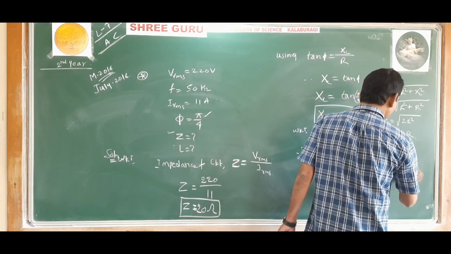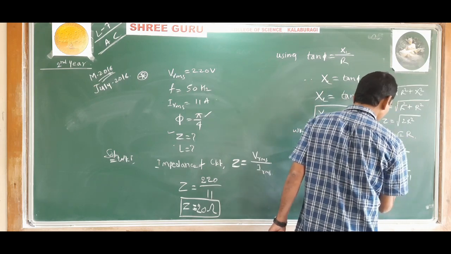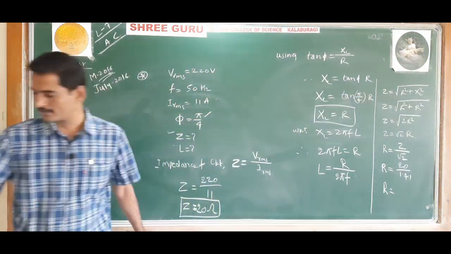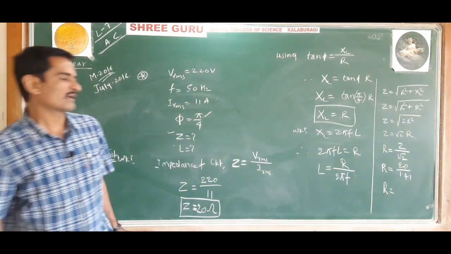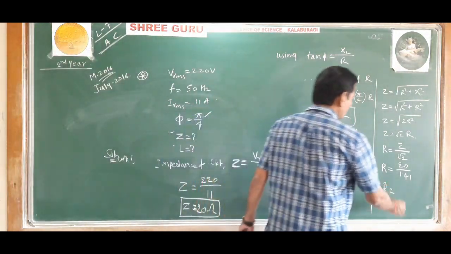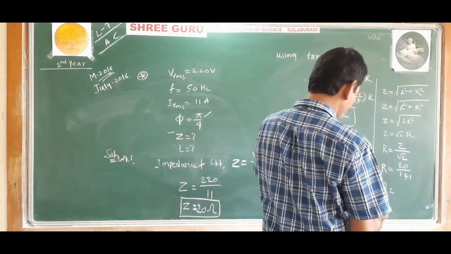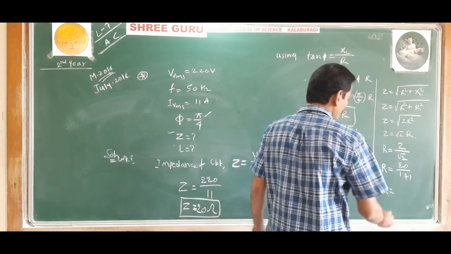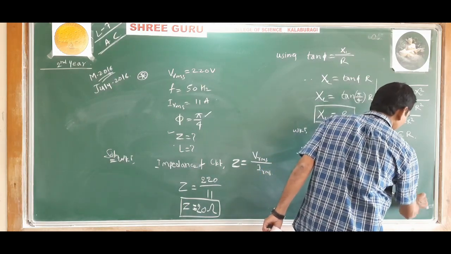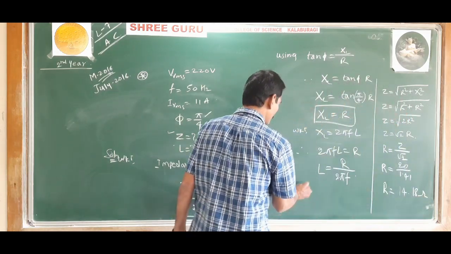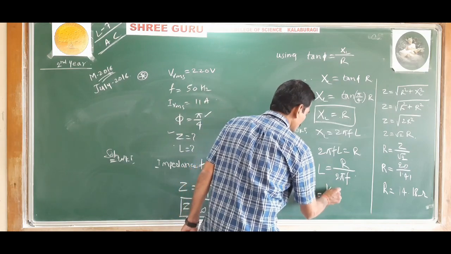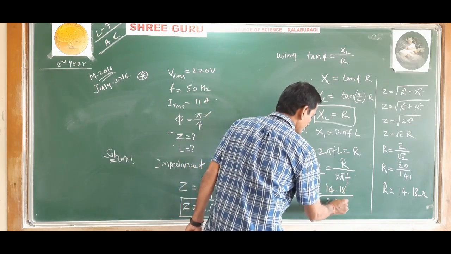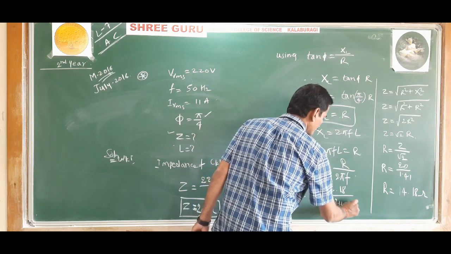Z is 20, root 2 is 1.41. So R comes out to be some value, and we substitute that value here. How much will it come out to be? 20 divided by 1.41, it is 14.18 ohm. So therefore L is equal to 14.18 divided by 2 into 3.142 into 50.